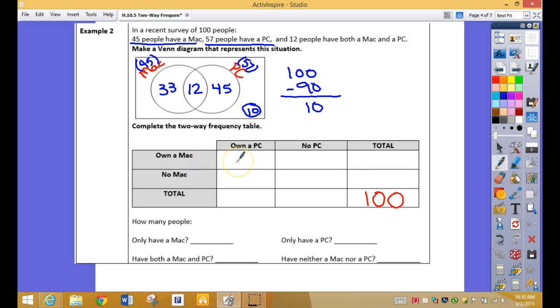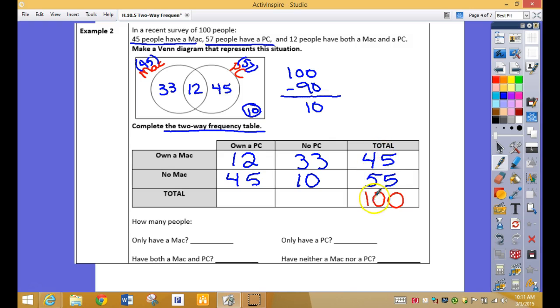Now let's fill in our two-way table. A two-way frequency table. How many own a Mac and own a PC? 12. How many own a Mac but no PC? 33. Yep. What's my total? What do I add these up and get? 45. How many have no Mac but they have a PC? 45. Good. How many have no Mac and no PC at all? 10. That was what we figured out here. What's my total going across in that row? 55. 55. Let's do a quick check.